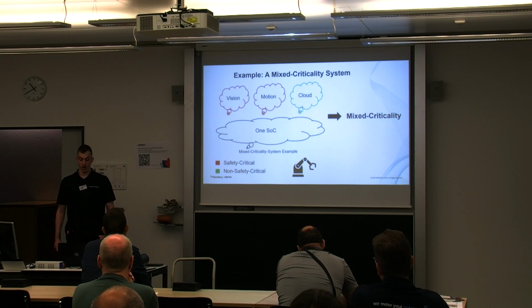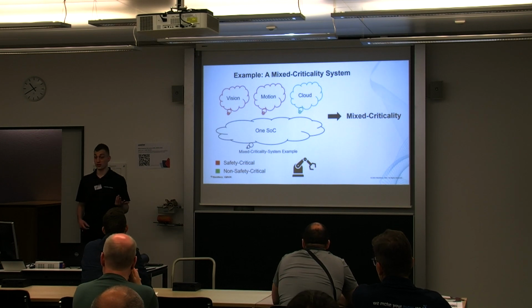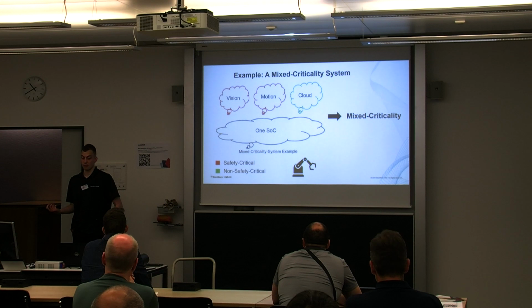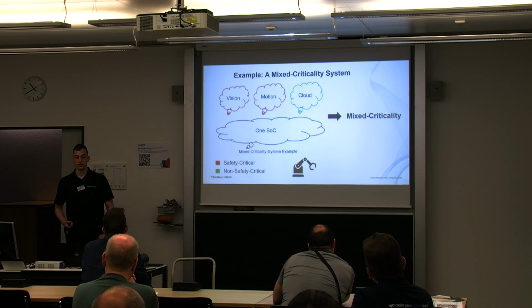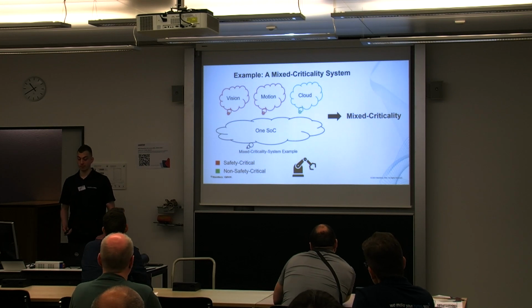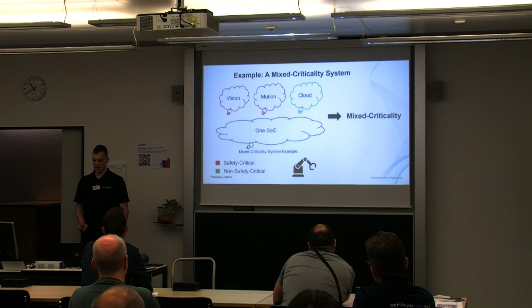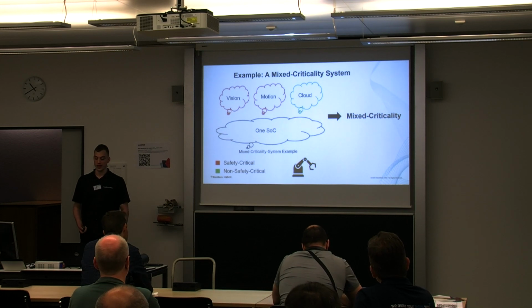And now, if we really look at this example, we can see that we have safety-critical components, we have non-safety-critical components, and we want to run them on one computational platform. And because of this, we have what is called a mixed criticality system. And now we want to have a look at the functional safety standard IEC 61508 to really see what a requirement from a functional safety standard might look like.